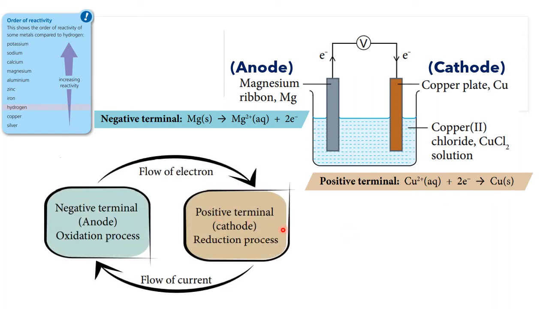In the chemical cell, it is a bit reversed. In the chemical cell, the negative terminal is known as anode. And you must remember, at the anode there's always an oxidation process, while for the positive terminal, known as cathode, reduction will occur.